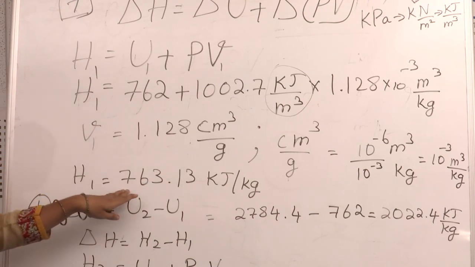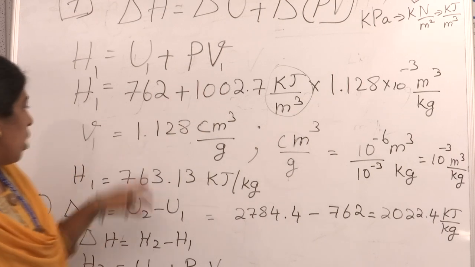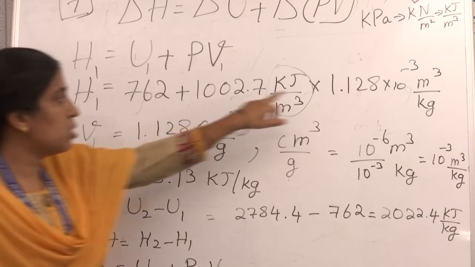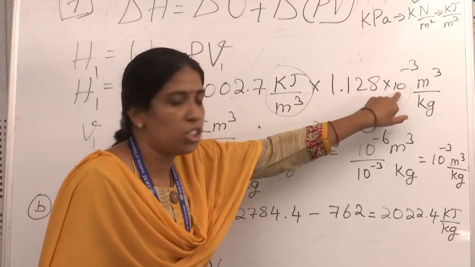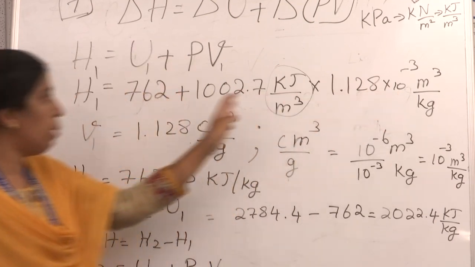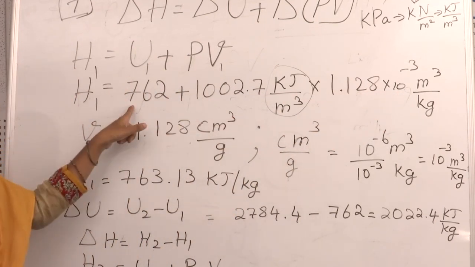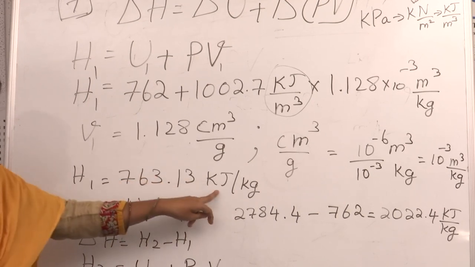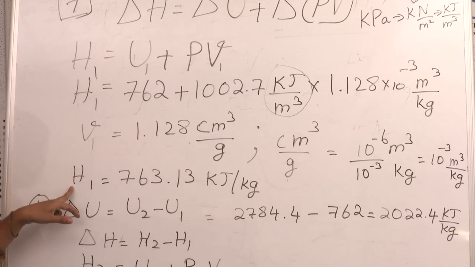So how did I get H1? H1 is 762, which is U1, plus pressure times specific volume, with the conversion which we saw. If you multiply the P and V and add it with U1, you will get the final answer of 763.13 kilojoules per kg for H1, the enthalpy at point 1.